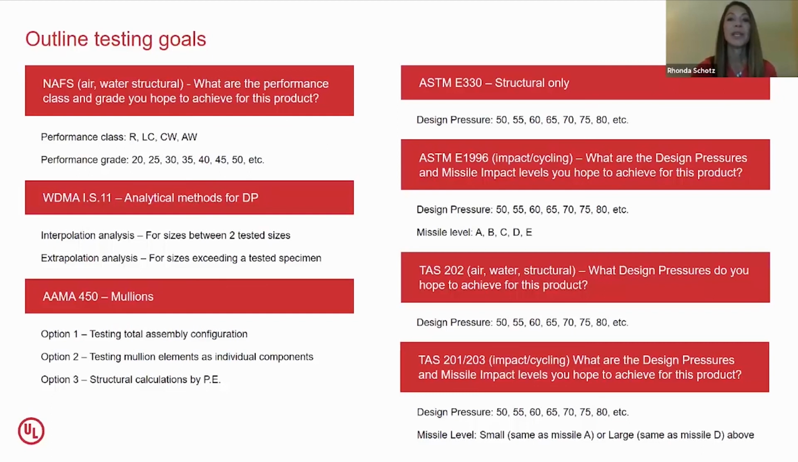For ASTM E1996, you will need to choose what design pressure and what missile level you want to choose for the impact portion of it. There are missile levels A, B, C, and E. And finally, for TAS protocol, for the structural portion, that's the air water structural portion for TAS 202, you will need to decide what design pressure to use for that. For TAS 201 and 203, that is your impact and cycling portion of it. Again, what design pressure and what missile level you are wanting to use.